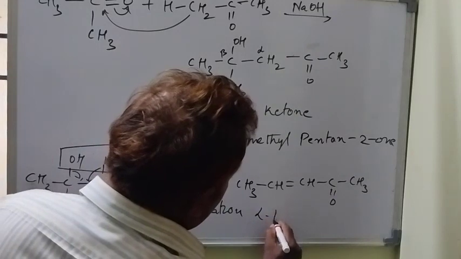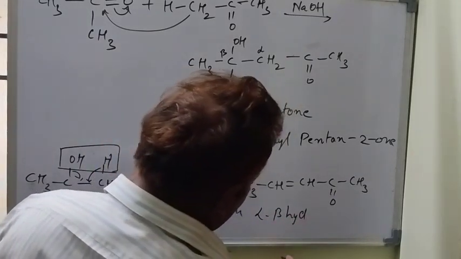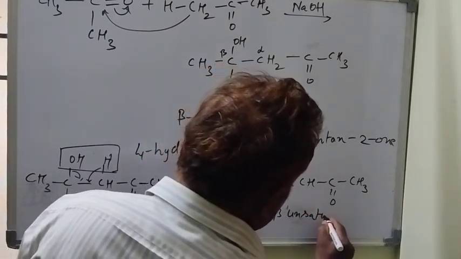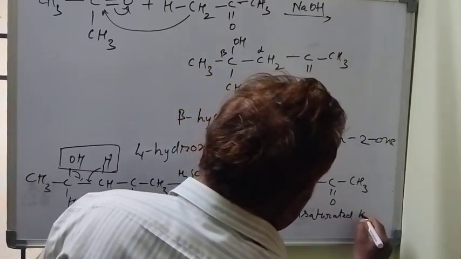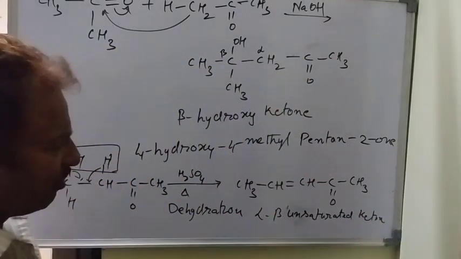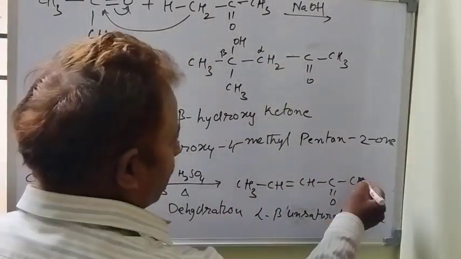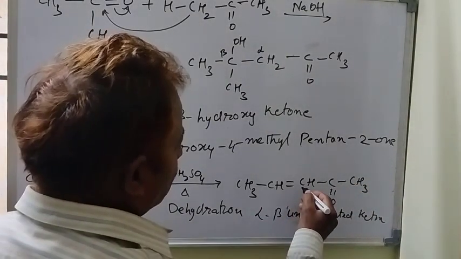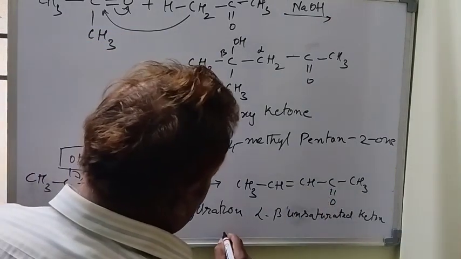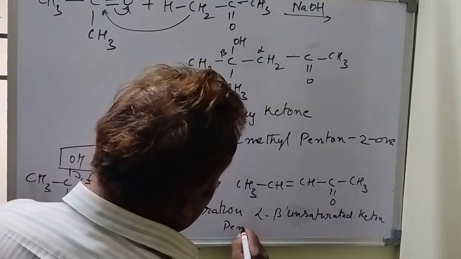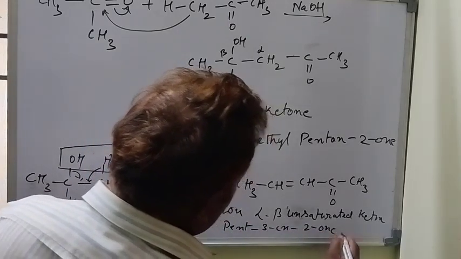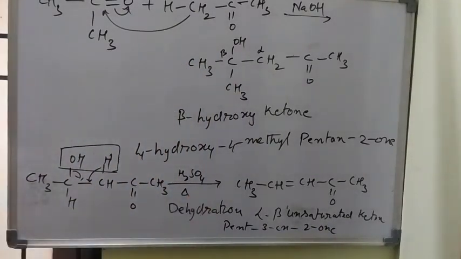Therefore this is referred to as an alpha beta unsaturated ketone. So what is the name of this substance? Numbering must be given from this side, since the functional carbon must get the least number. Therefore the double bond is present on the third carbon. Therefore this is pent-3-en-2-one. So this is the product of dehydration.